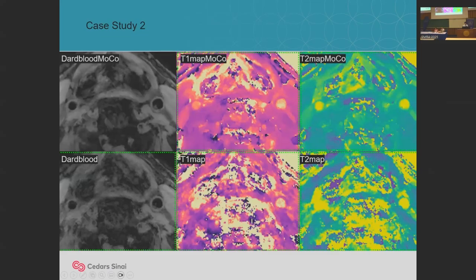This is another case, also showing a normal part of the vessel wall, with much improved image quality and less noise. This is especially the case for the mapping, where without the MoCo post-processing, the vessel wall can almost not be identified.